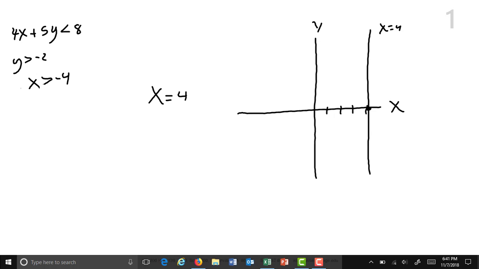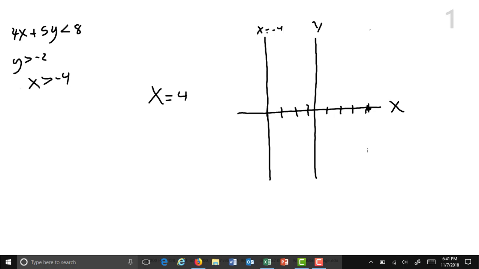Now, let's go back to what it says here. Actually, it's minus 4, isn't it? Okay, so 1, 2, 4. So this would be the graph of x equals minus 4. Okay, we're okay with that? Now I want you to graph.